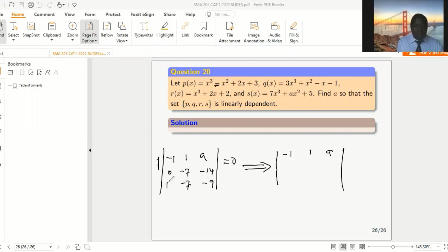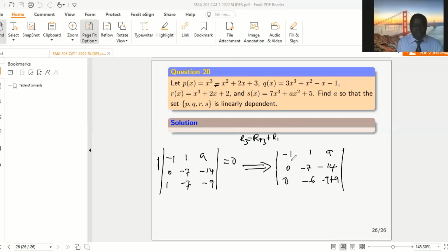How do I create a 0 here? By just adding row 2 to row 3. So the new row 3 should be the current row 3 plus row 1. So row 2 remains. Now let's just add and we get a 0. Add and we have negative 6. Add and we have negative 9 plus A.